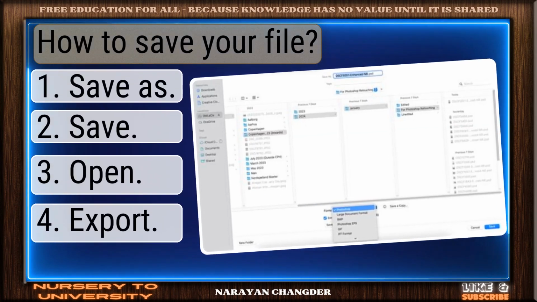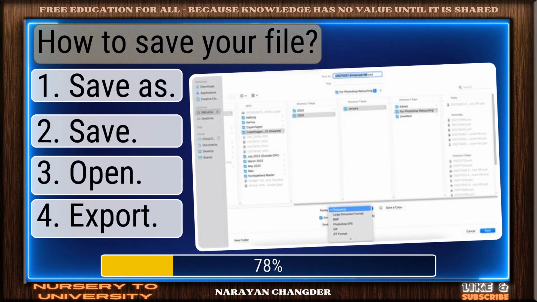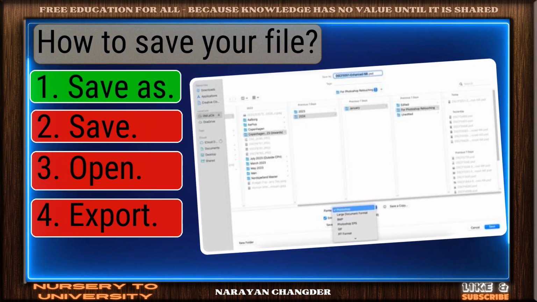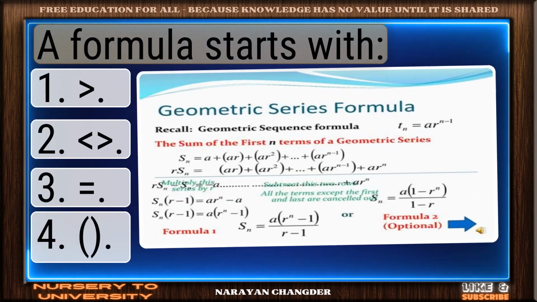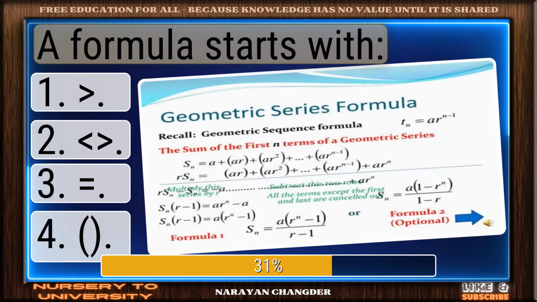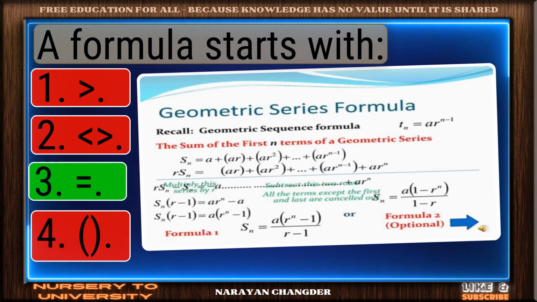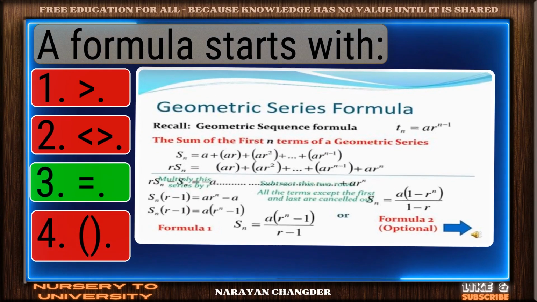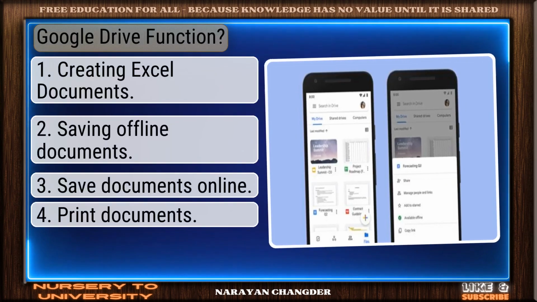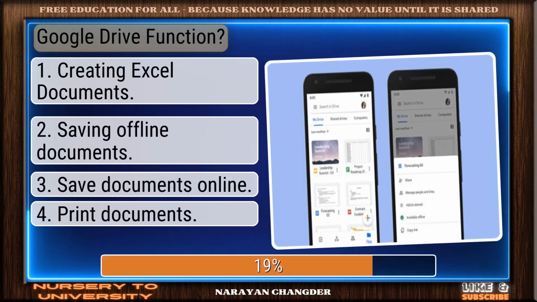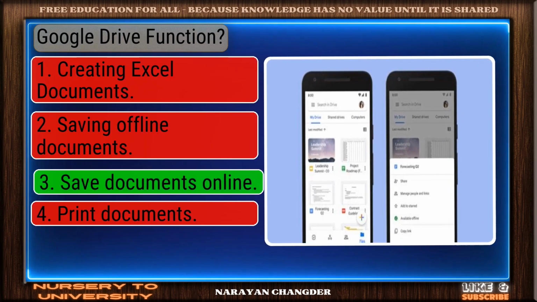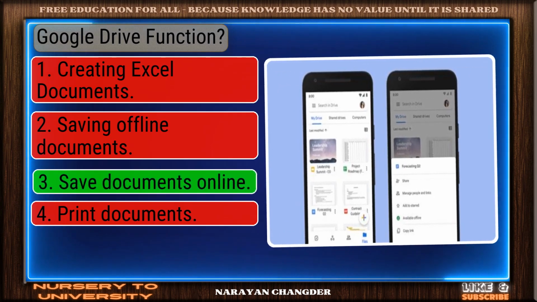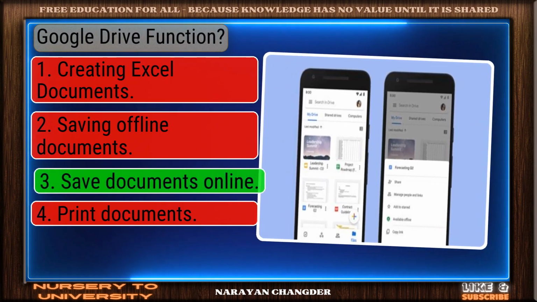How to save your file? Valid point. Save as is true. A formula starts with. On track. Equal to is the correct answer. Google Drive function. Nice selection. Save documents online is the correct and valid answer.